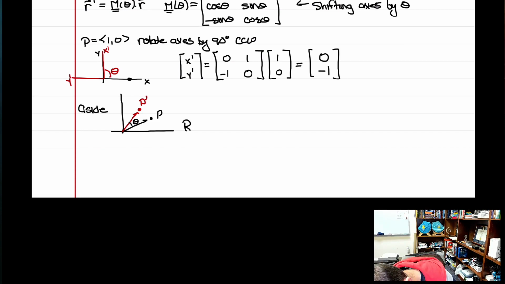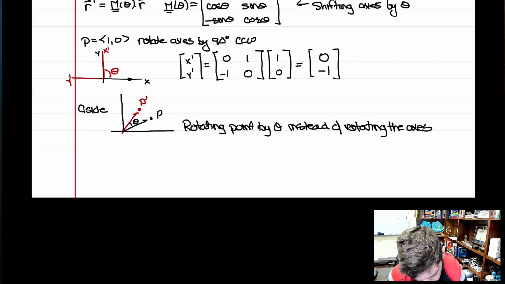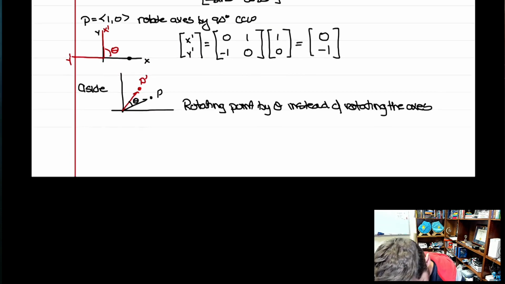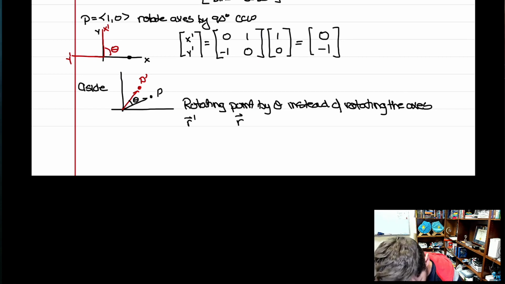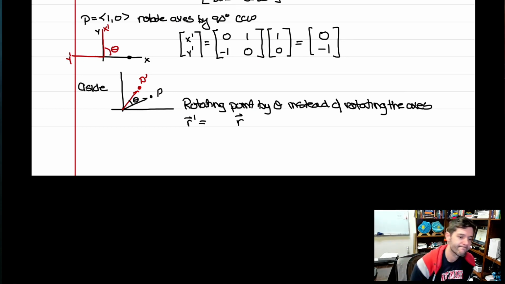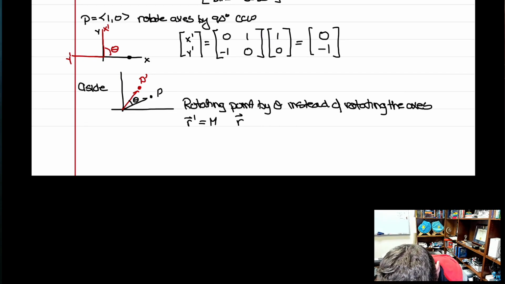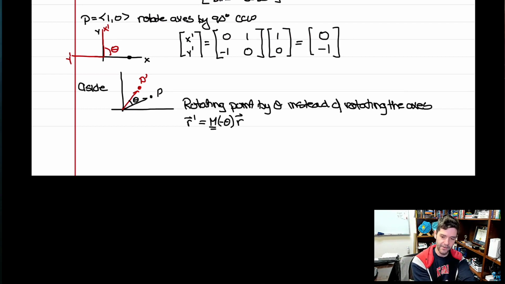So here you're rotating the point by theta instead of rotating the axes. What is the new position compared to the old position? It again can be thought of as just a matrix, and it turns out it's almost exactly the same matrix, but you just use negative theta instead. And I'll let you reason that out on your own.